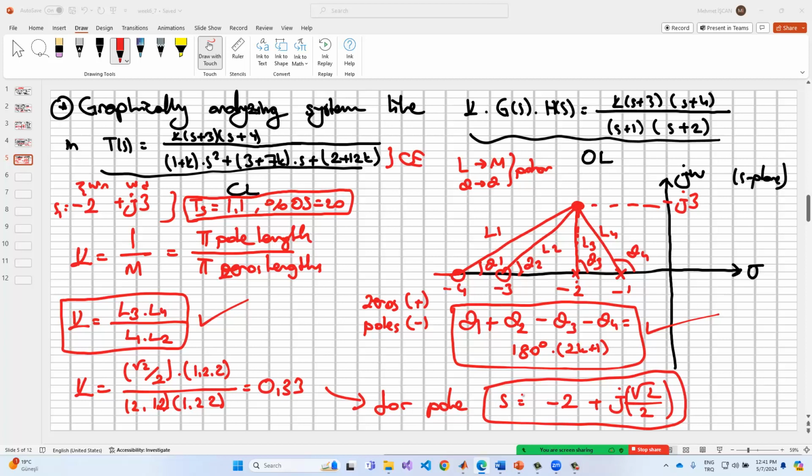Okay, and so we need a break right now, and at 1 p.m. we will start the example of this root locus. Okay?